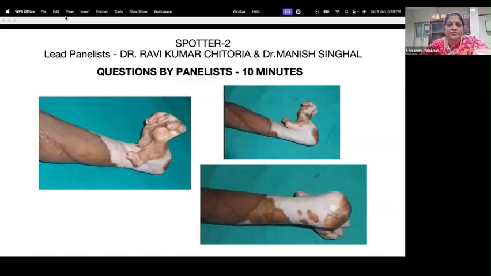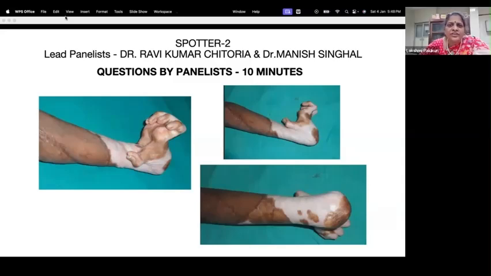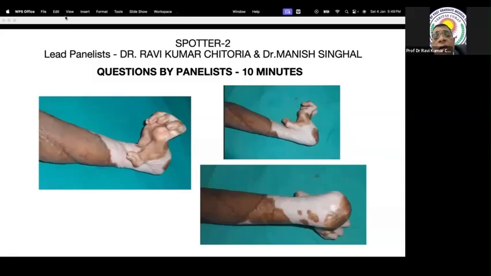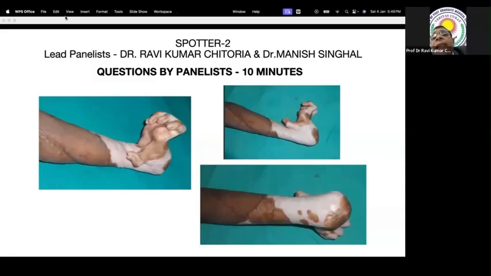Next question. Okay, so I should not give the answer? Sir, they told Z deformity. Okay, I could not hear. So next question. Now team 2, the McCoy grading of hand deformity. Can you tell me the grading?